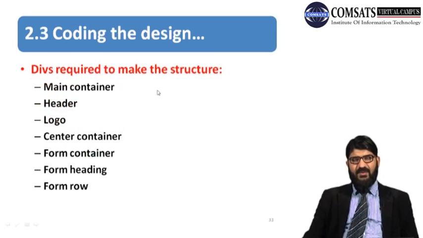So div is always required to make the structure. So what will be the structure for a div? The first one will always be a main container, then there will be a header section, then there is a logo div, then there is a center container div, and after that there will be a form container div, and then a form heading and form row. So this is the way the divs are required to make the structure for different sections on a web page.